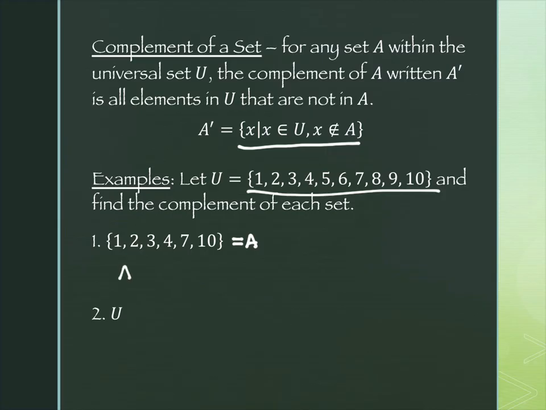And we're trying to find the complement. So we want to find all of the numbers that are in the universal set, which was 1 through 10, that are not in the set A. So what is the first one that you see that's missing? 5. What else is missing? 6. Any others? 8 and 9. So this is the complement.